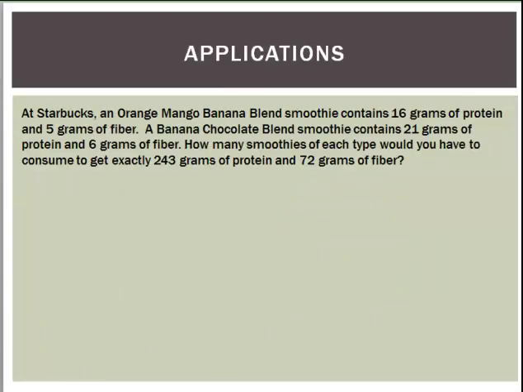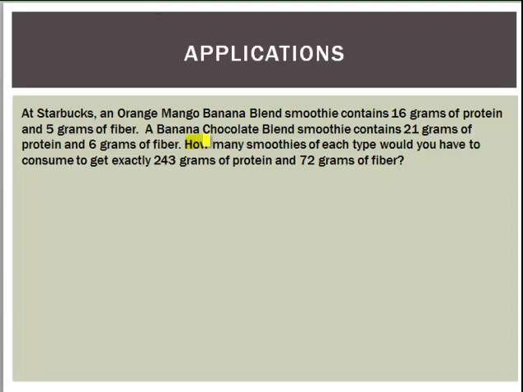Okay, application time. At Starbucks, an orange mango banana blend smoothie, my goodness, contains 16 grams of protein and 5 grams of fiber. A banana chocolate blend smoothie contains 21 grams of protein and 6 grams of fiber. How many smoothies of each type would you have to consume to get exactly 243 grams of protein and 72 grams of fiber? Well, the first thing we have to do is define our variables.